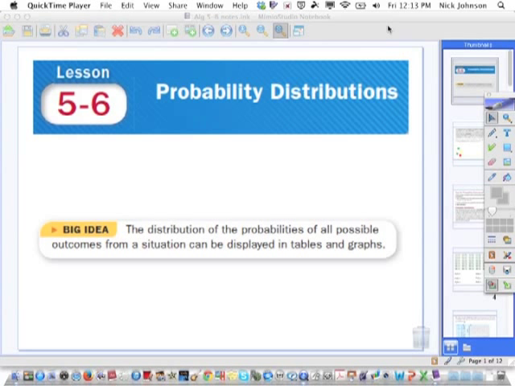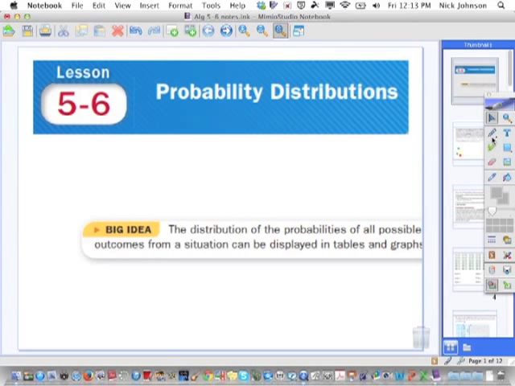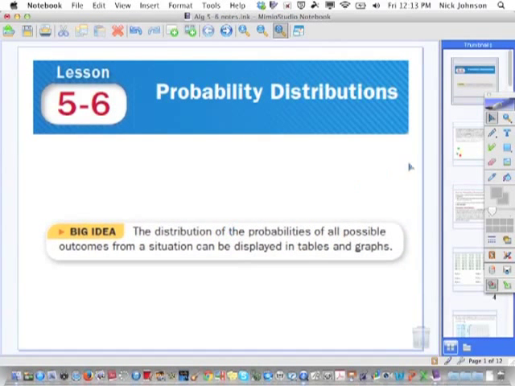Today we're going to talk about Lesson 5-6, Probability Distributions. The big idea is the distribution of the probabilities of all possible outcomes from a situation can be displayed in tables and in graphs.